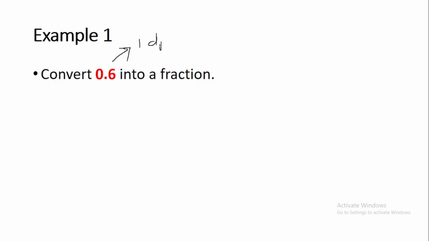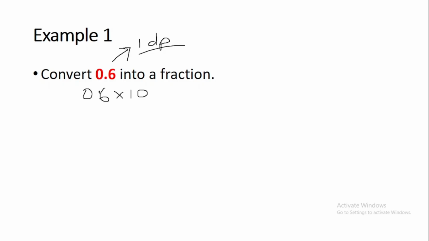And to know if a number has any decimal places, we have to look at the amount of digits that come after the decimal point. So there's only 1 digit that comes after the decimal point. So this is just 1 decimal place. Because this number right here has 1 decimal place, we're going to multiply this number, 0.6, by 10. So 0.6, we're going to multiply that by 10.